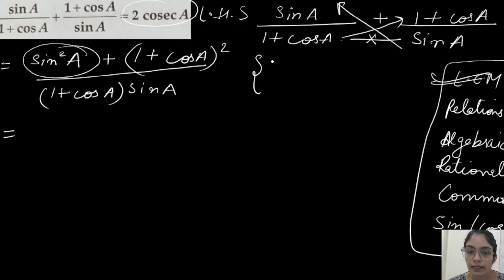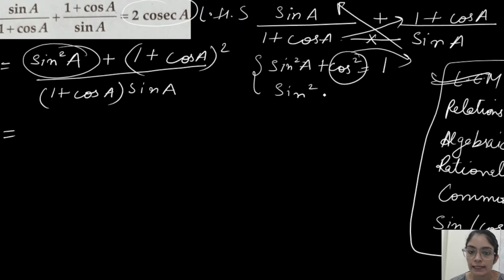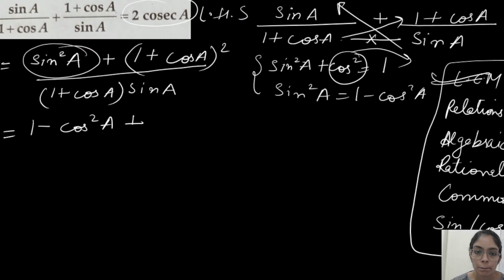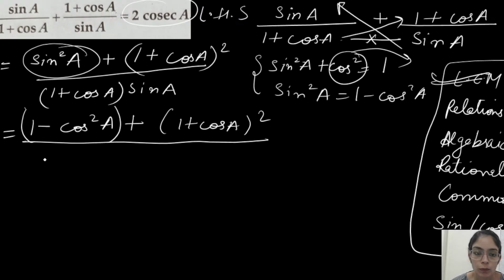So we know the square relation: sin square A plus cos square A is equal to 1. So here I have sin square. If I shift the cos square to the other side, sin square A is equal to 1 minus cos square A. So I can write 1 minus cos square A in place of this one, plus 1 plus cos A whole square. Now in the denominator what is there? 1 plus cos A into sin A.